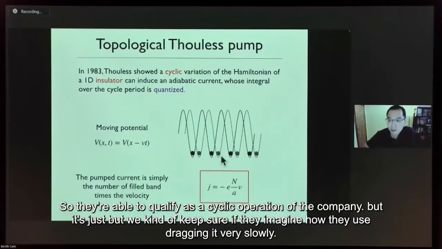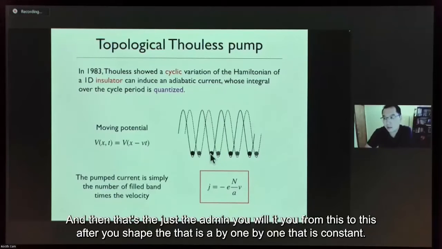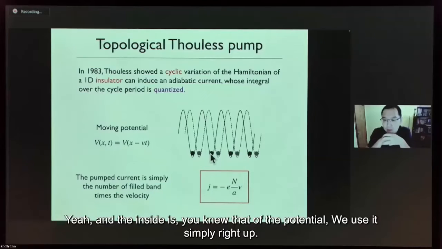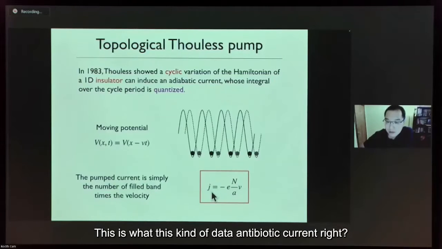But just by looking at the picture, you can imagine that if you drag it really slowly, which is the adiabatic requirement, then you would simply have moved one electron from here to here after you shift the lattice by one lattice constant. So in this very simple case, the whole idea of the Thouless pump almost becomes trivial. In fact, if you know the dragging of the potential and the filling of your potential well, you can easily write down the adiabatic current induced by this shifted potential.